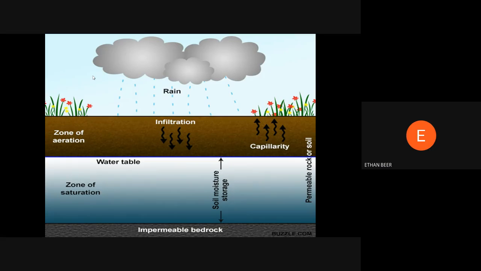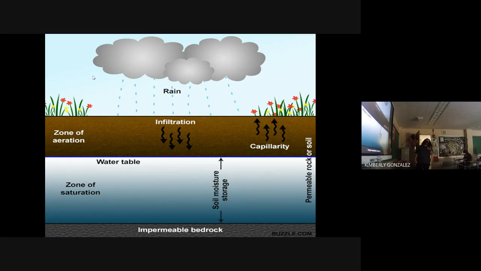The reason this picture is so good is because at the bottom, you can see the words impermeable bedrock. It means that nothing will go through. With permeability, it either does or it doesn't. There's no in between. If it's impermeable, the water will not penetrate through. Whereas if it's permeable rock or soil, it will allow it to go through.